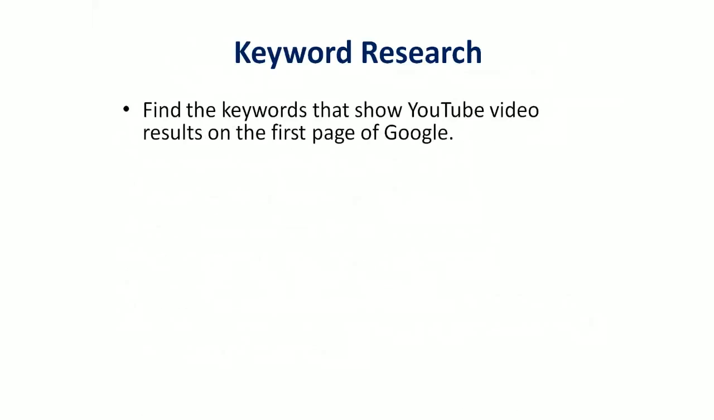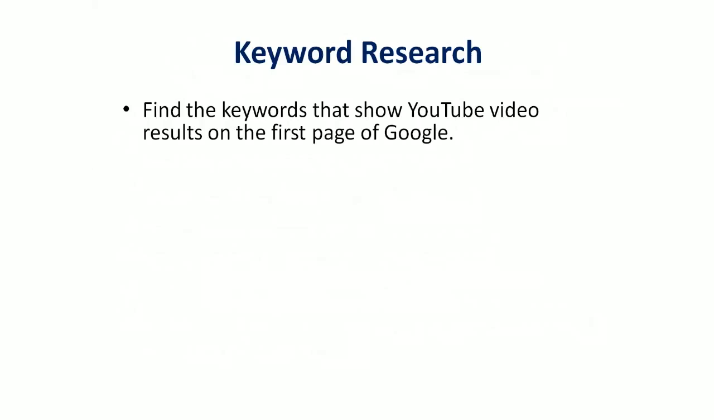So we start with keyword research. Now, find the keywords that show YouTube video results on the first page of Google. Now, this is for organic traffic, but it's also true if you're using paid traffic. It's always good to use good SEO and have your video rank as high as possible on Google.